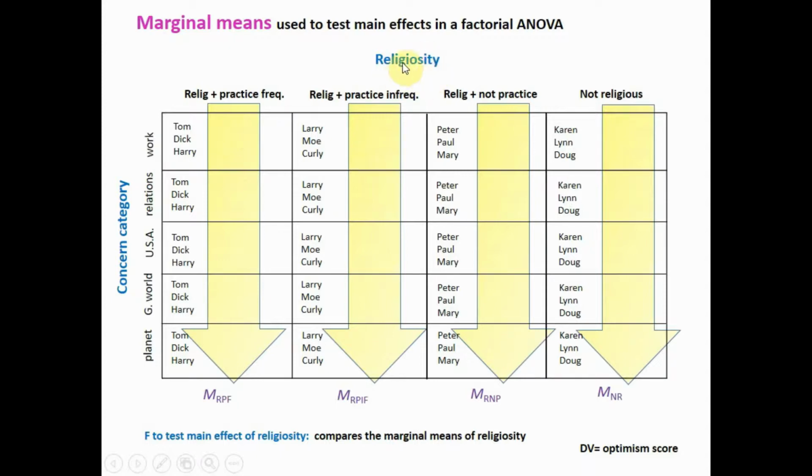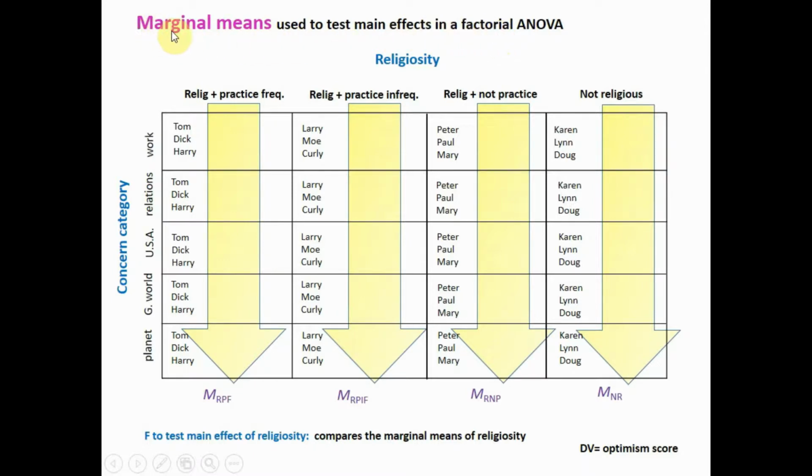So now we're going to focus on religiosity, and we're going to ask ourselves, what is the marginal mean for this group? Now, I know you're asking, what is a marginal mean? A marginal mean is the mean of one level of a specific factor in what we call a factorial ANOVA. Let me explain that. A factorial ANOVA is an ANOVA where you are analyzing two or more factors, two or more independent variables. A one-way ANOVA looks at just one factor, so it's not factorial, but as soon as you have two factors, three, four, then we call it a factorial.